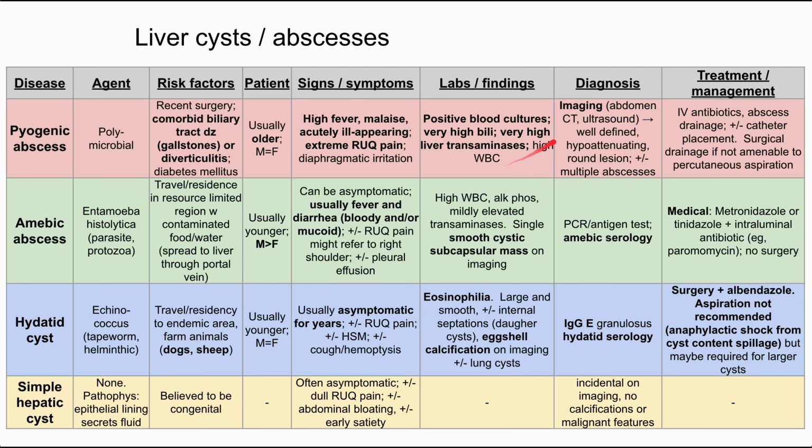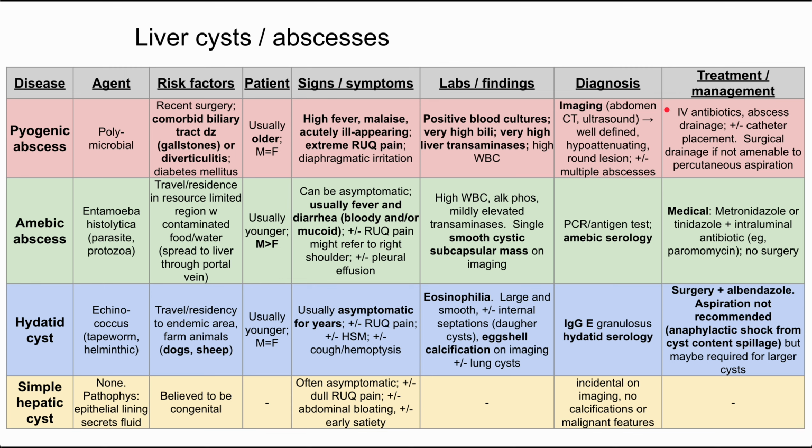So they're pretty sick. Imaging, you'll do some kind of imaging of the abdomen. It could be an abdominal CT or abdominal ultrasound. You'll see a well-defined hypoattenuating round lesion, and they might also have multiple abscesses, depending on how bad it is or if it's spread, stuff like that.